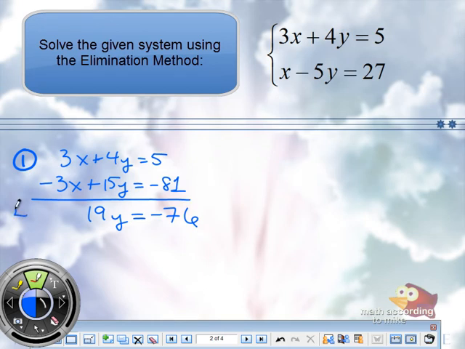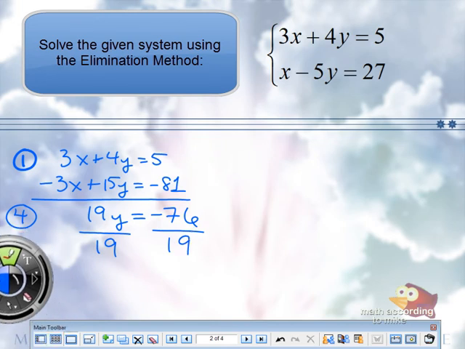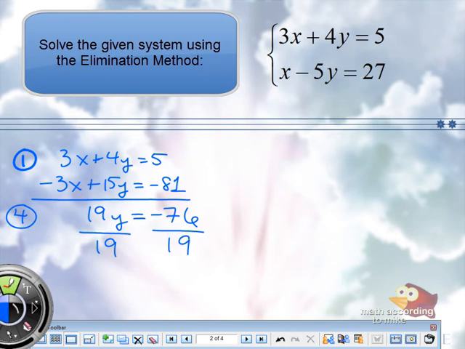Solve for the remaining variable. How would you solve for the remaining variable? We'll divide both sides by 19. What is -76 divided by 19? -4.